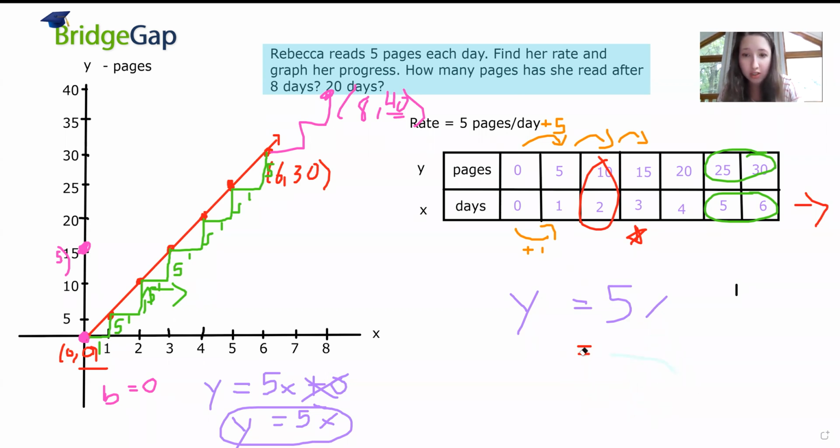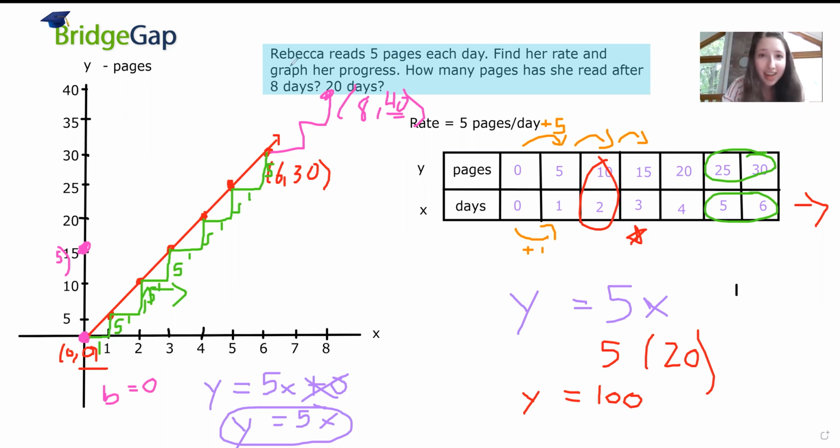And you can extend even farther to bigger numbers. So it also asks us to find after 20 days. Of course, that would take forever on the graph. We don't have enough room for that. So we're just going to put in a 20 for x, our number of days. 5 times 20, which is 100. So y is equal to 100. We know after 20 days, Rebecca will have read 100 pages. So that is how it all intertwines. And I hope that makes sense.